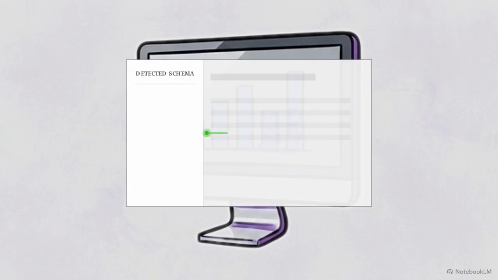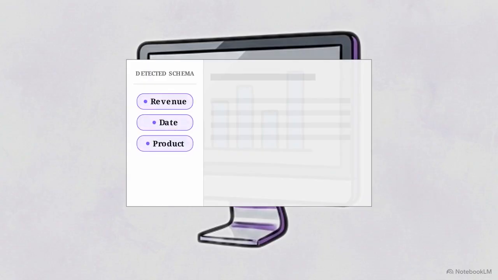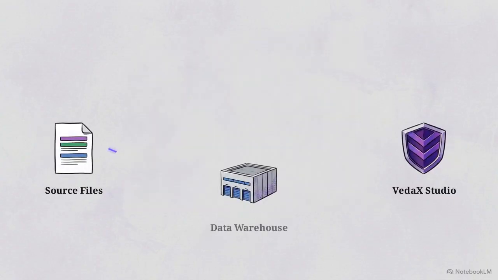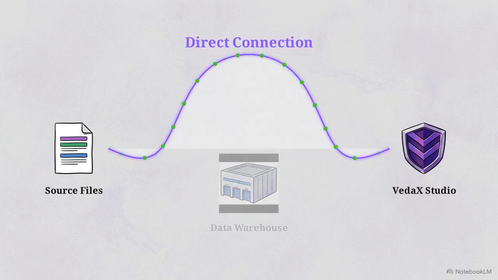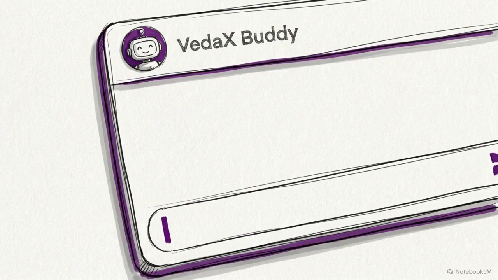The sidebar is now populated with your specific categories, like revenue, date, and product. Because VedaX connects directly to your source files, you bypass the need to build centralized data warehouses or hire dedicated engineering teams. Now that our data is linked, we use the natural language engine, VedaX Buddy, to extract exactly what we need without writing code.